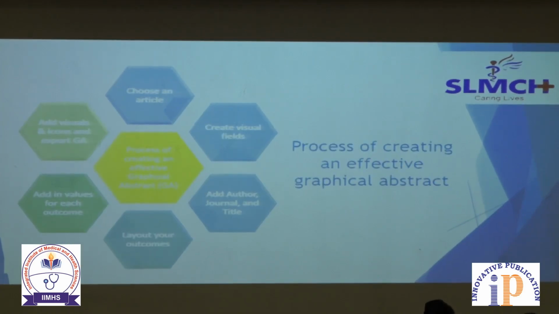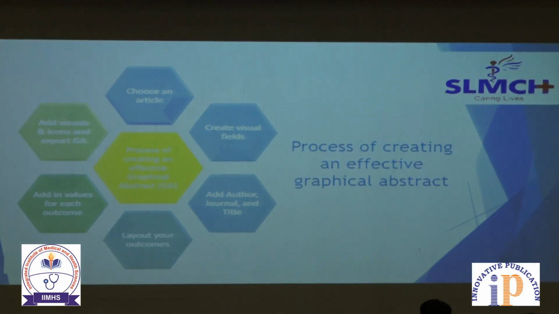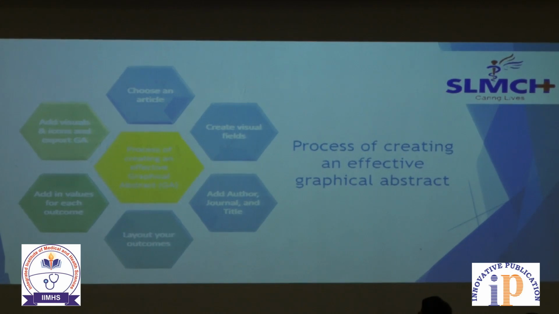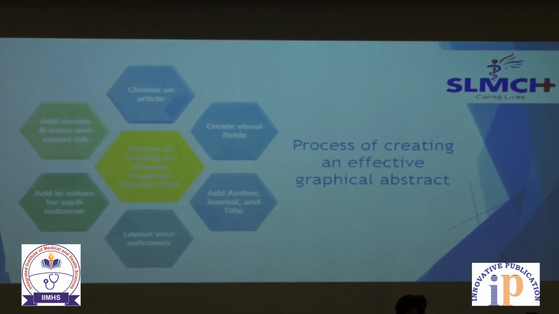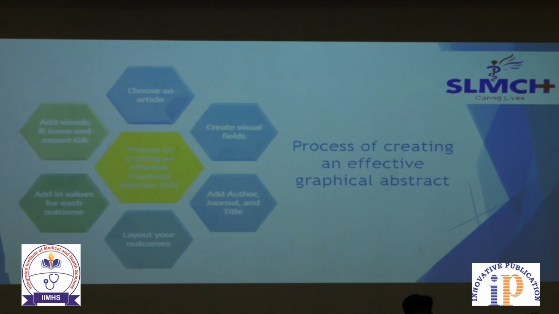Next. So how to create? First one, choose an article, whichever article you want to publish, or if you want to give a graphical abstract for the submitted article, just select the article content. The next one is article title, journal title, authors, affiliations, everything you put up. Finally, finalize your layout. In those 3 columns also you can create a layout in the form of icons. And the last one is export the graphical abstract to the social media.